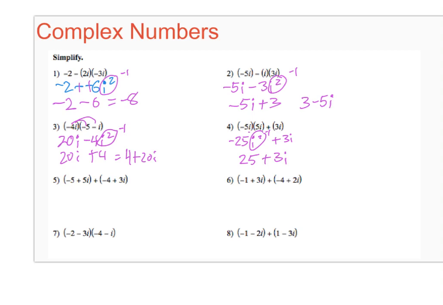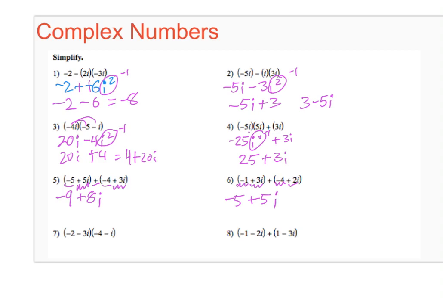For number 5, we're adding, so I'm going to add like terms. Negative 4 plus negative 5 is going to be negative 9. And then 5i plus 3i is going to be 8i. For number 6, we've got adding again. Negative 1 plus negative 4 is going to be negative 5. And 3i plus 2i is going to be 5i.